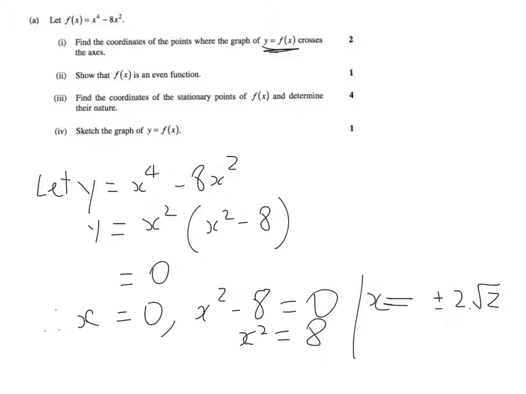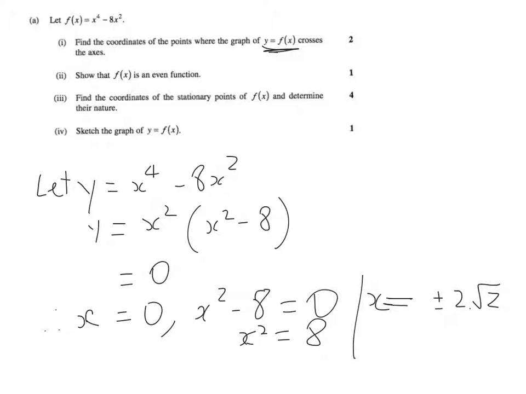We of course don't need to find their y values. It also means we don't have to find a y-intercept, because when x equals 0, if I put that in there, y also equals 0. So that's our y-intercept as well. Excellent. So we've got our x-intercepts and we've got our y-intercept.